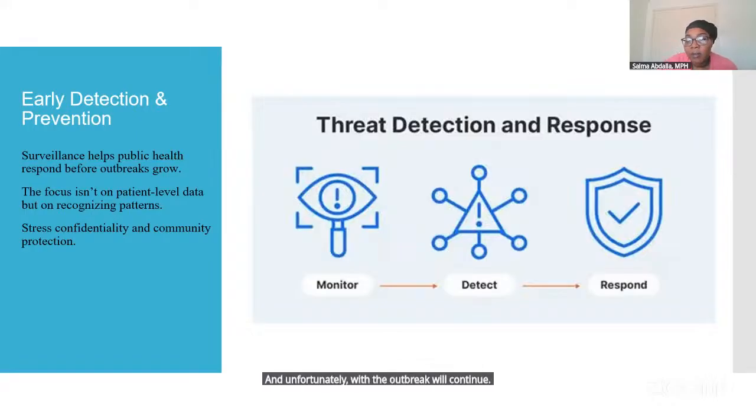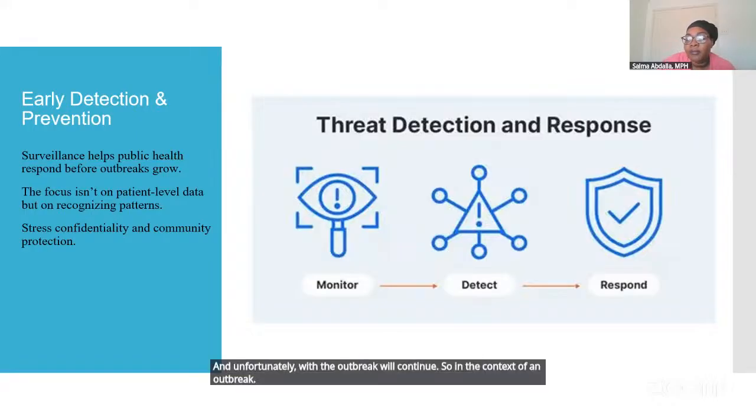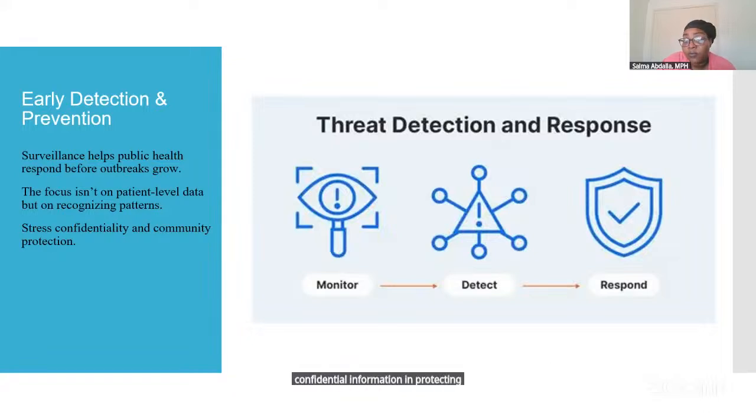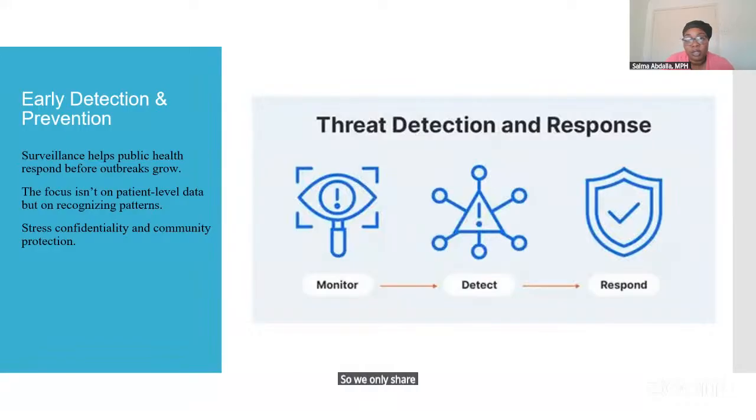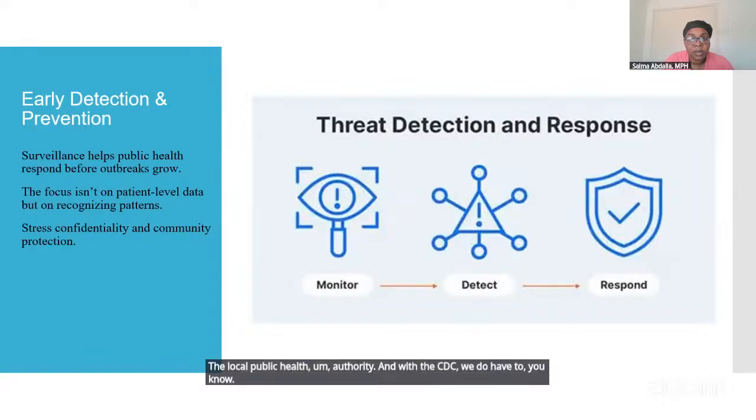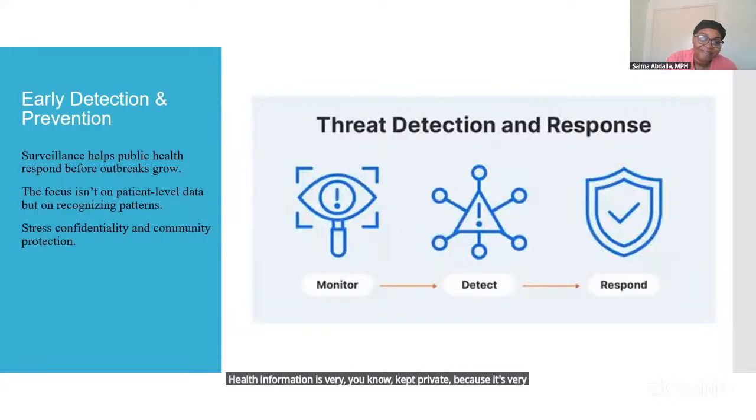So in the context of an outbreak, it's important to keep information confidential, protecting the sensitive information of the positive cases. We only share the information of individuals if needed, and we do share that with the local public health authority and with the CDC. We do have to share that information. But other than that, we have to make sure that health information is kept private because it's very important.